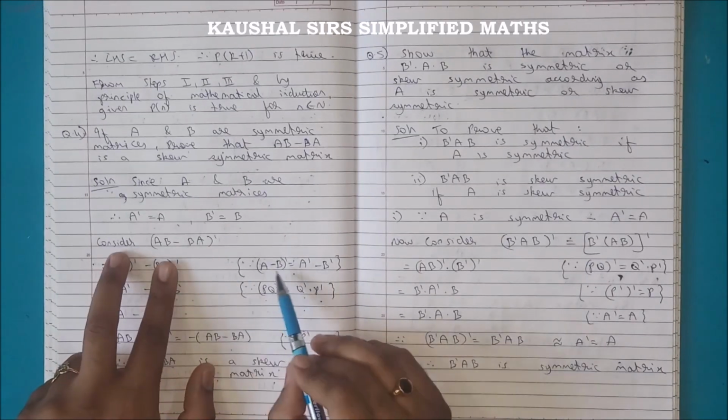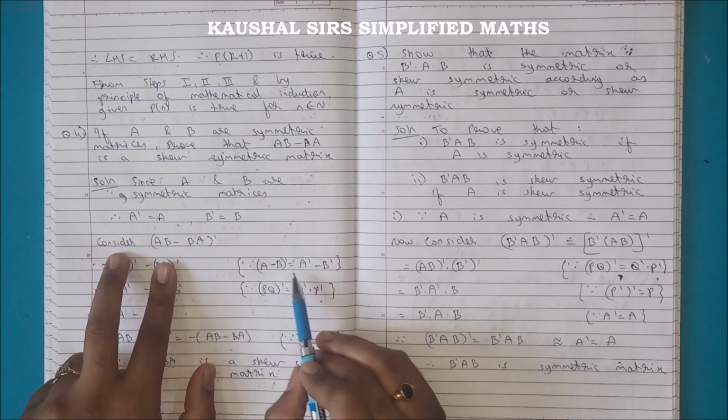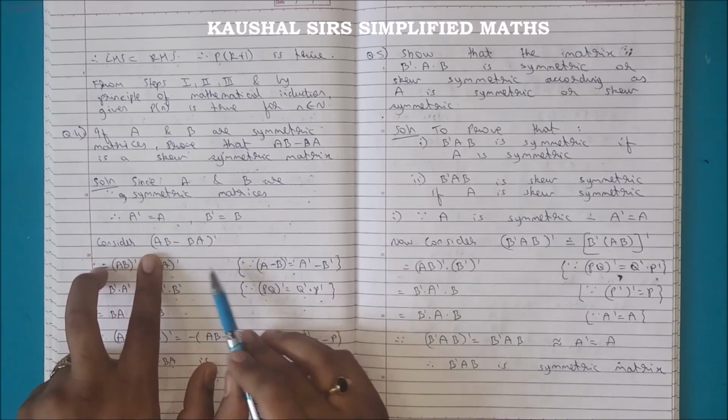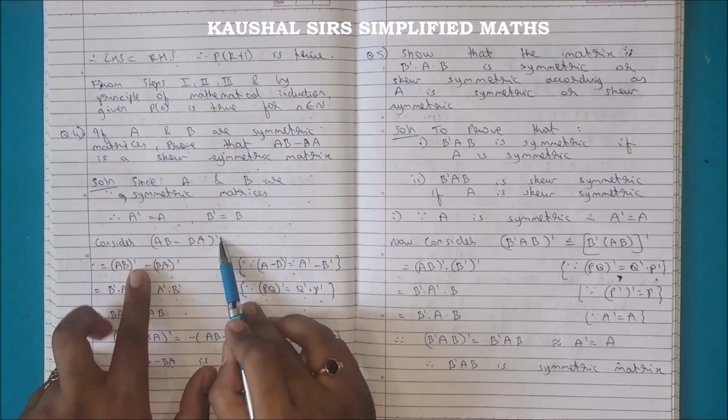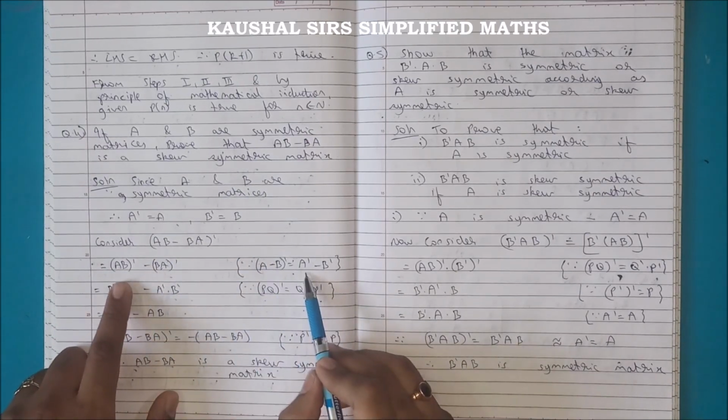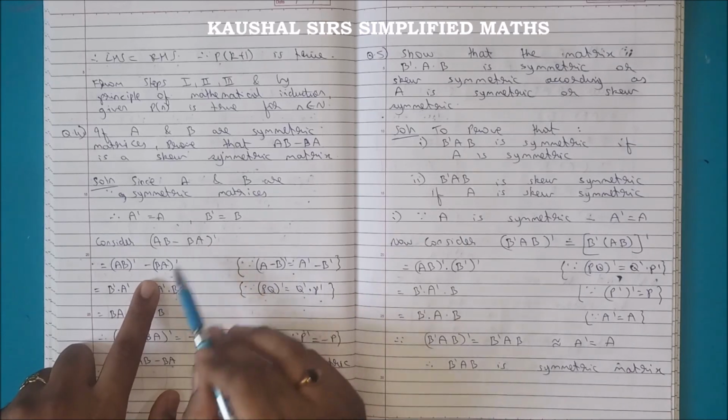Okay, so now what is the formula for A minus B the whole dash? It is A dash minus B dash, है ना. तो ये देखो ये A जैसा है, this is like B. तो A minus B the whole dash, this transpose will split with both the terms. So you get AB the whole dash minus BA the whole dash.